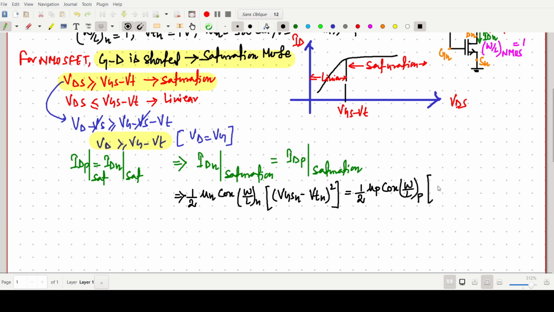And then after, what we have to write? Here, for PMOS, we have to write source to gate of P minus mod VTP. Okay, then after it should be whole square. So this one is important, so we have to be very careful. Just interchange S and G, and minus VTP. Okay, so this one is the equation.